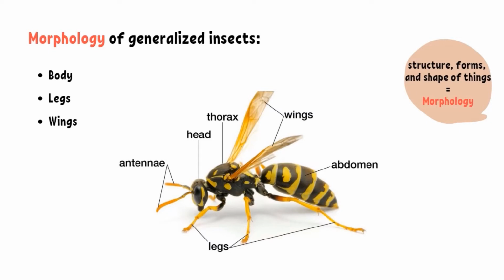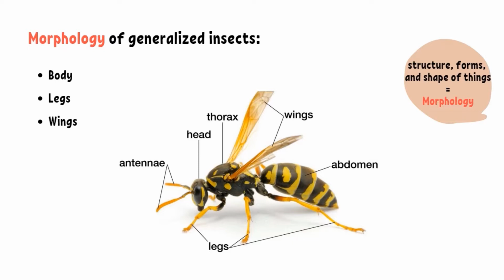Here, as you see, is the morphology of a generalized insect. Of course, this is something in general, and there may be other insects that have different forms and different shapes. The morphology means the study of structure and forms and shape of living things.